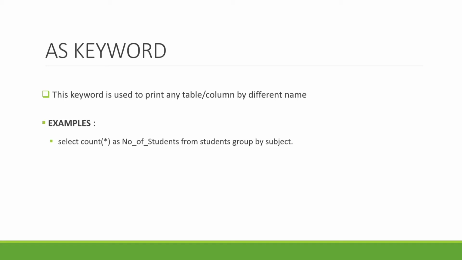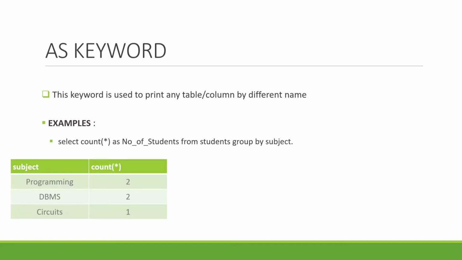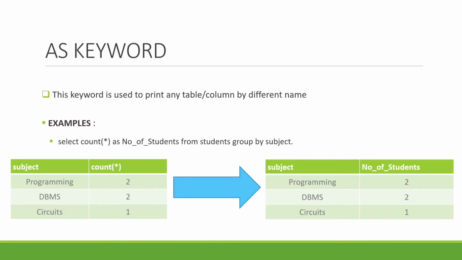If I talk about an example, suppose you have a table and you type this query: select count star as number of students from student group by subject. The column that is initially named count star will be changed to the name number of students. This is the previous table, which has a column named count star, but after applying the command, count star will be replaced by number of students. This is how we can rename a column by some other meaningful name according to our need using the AS command.